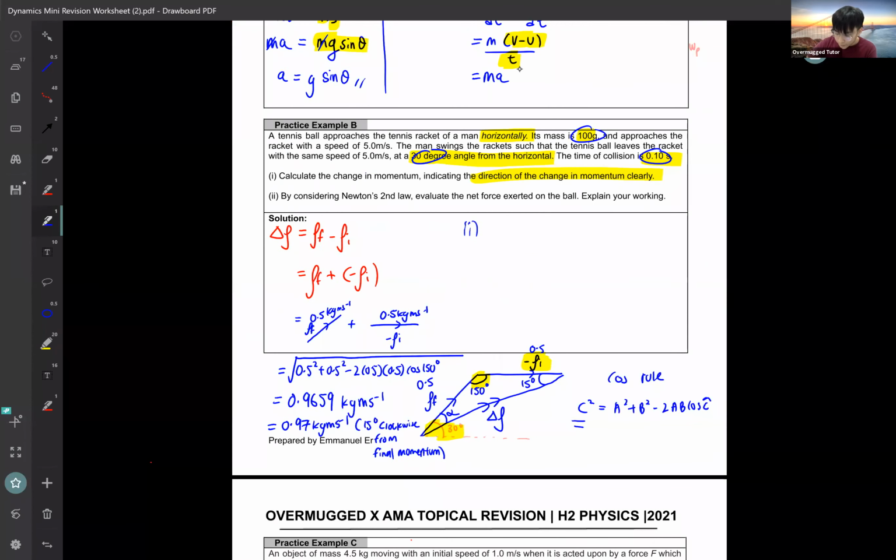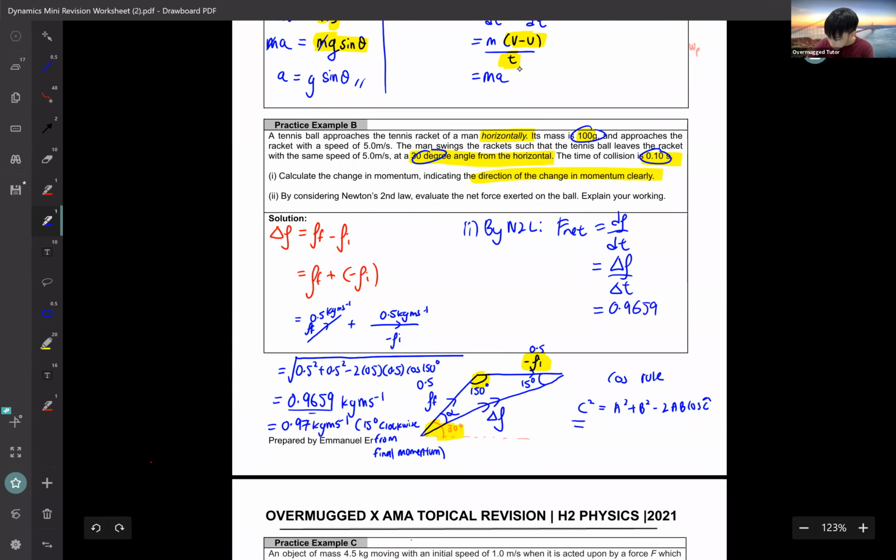So look, the net force by Newton's second law is just the rate of change of momentum. So the average net force will be change in momentum over change in time. And the change in momentum is 0.97. Wait, I'll use 4 significant figures first. And then divide by the time. So the time here is 0.5 cosine, 0.1. And then once you get this, you should get 9.659 newtons, and so 9.7 newtons.